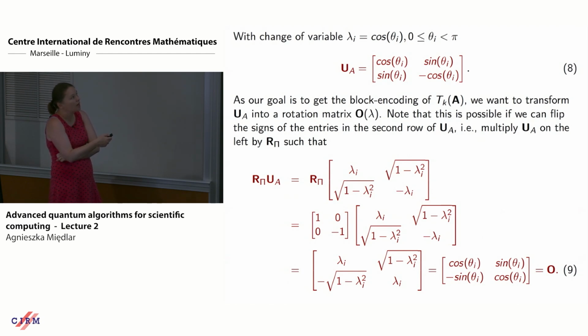What matrix R pi I have to apply to it such that I get my rotation matrix O? Well, it turns out that I have to apply a matrix of that form. So if I do it, I will get my rotation. Using the R and the block encoding of the matrix, I can get my rotation matrix. This is 2 by 2, but the idea is more general, we will see it.